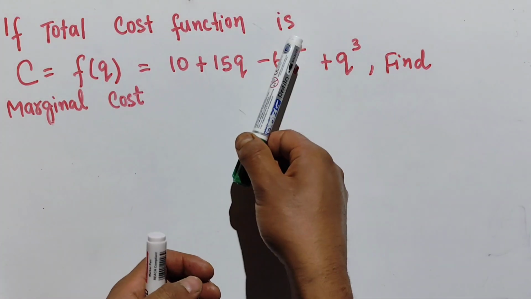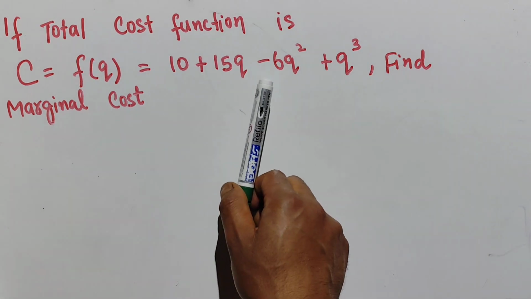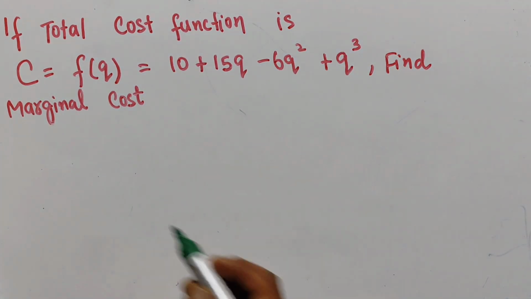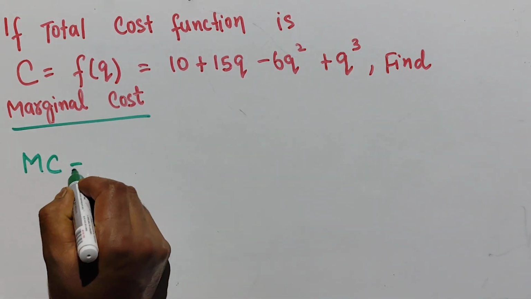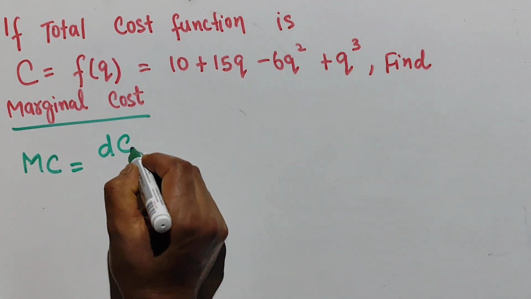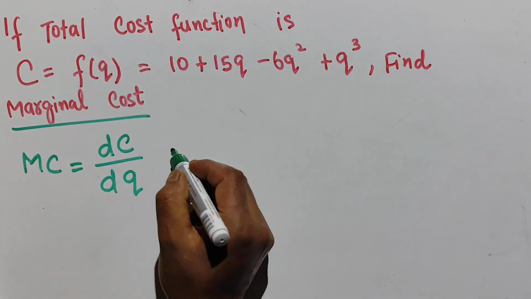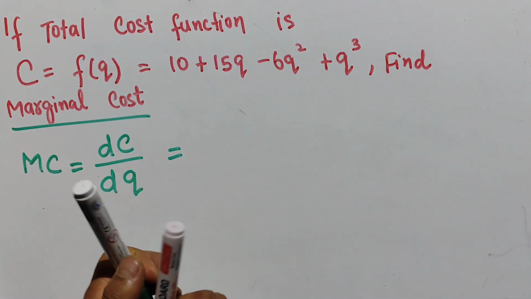If the total cost function is C is equal to f of q, which is equal to 10 plus 15q minus 6q square plus q cube, find marginal cost. So what is marginal cost? Marginal cost is simply the change in the total cost due to the change in the output produced, and it is simply the derivative of the cost function with respect to q.